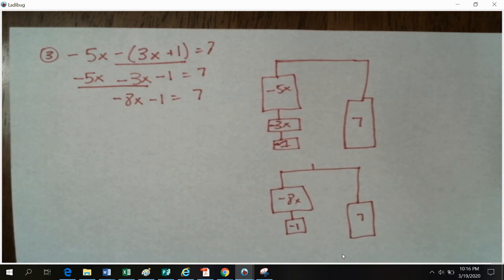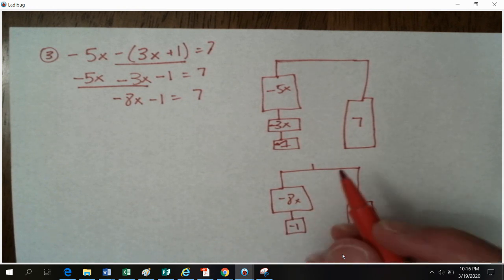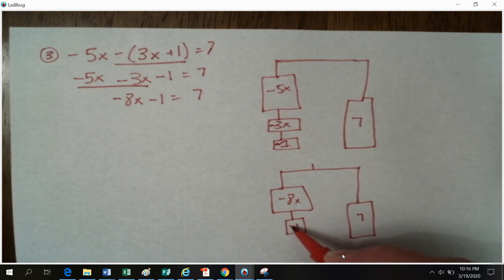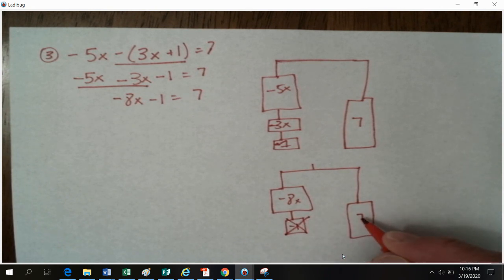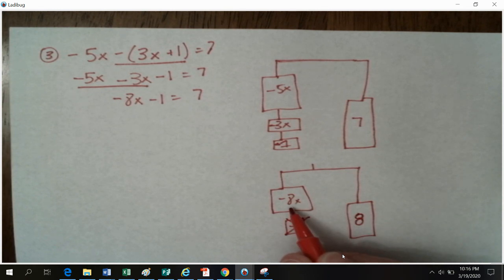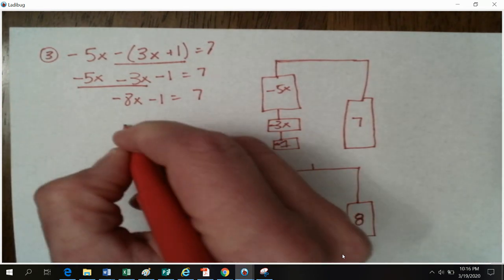All right, so now let's balance our hanger. Remember, our whole goal is to isolate x to find the value of x. So how can I get rid of this negative 1? How can I make it 0? Well, that means I need to add 1. And if I add 1 to the left side, I better add 1 to the right side. So that means negative 8x is going to equal 8.